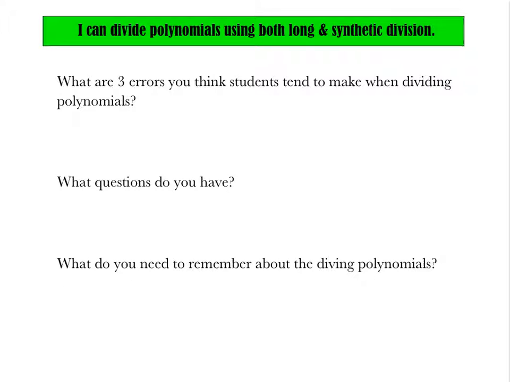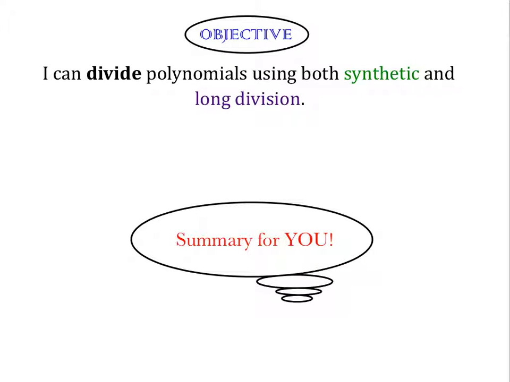Alright, in your notes, I do want you to write down what are 3 errors you think students tend to make when dividing polynomials. I know for me, one of the things I see a lot of is especially if they need that placeholder, they forget to put in a 0. So what are some other errors you think students tend to make? Do you have any questions? And what do you need to remember about dividing polynomials? So write that statement for yourself. And don't forget your summary.